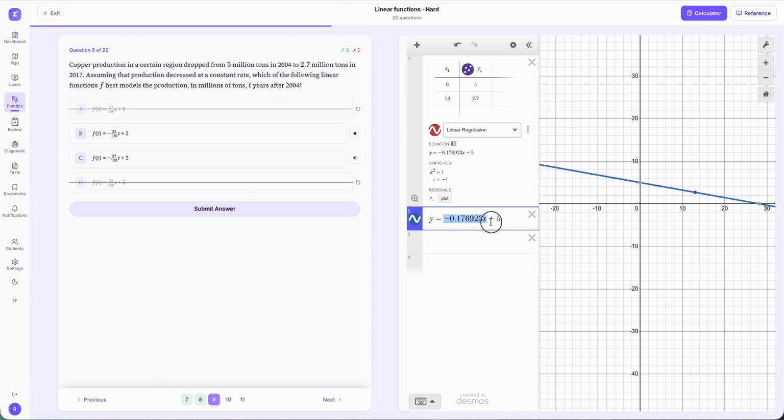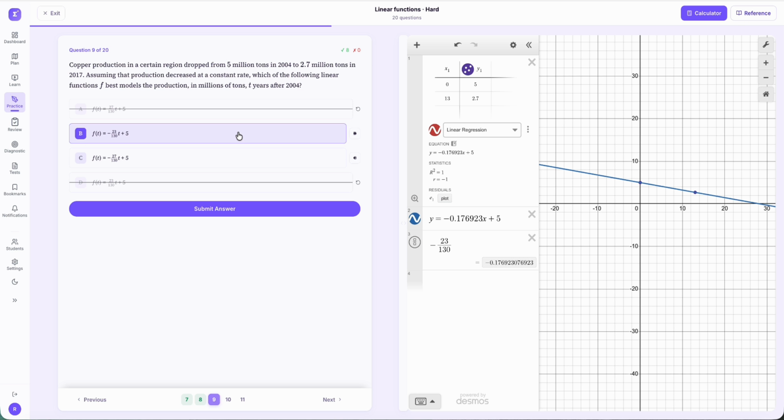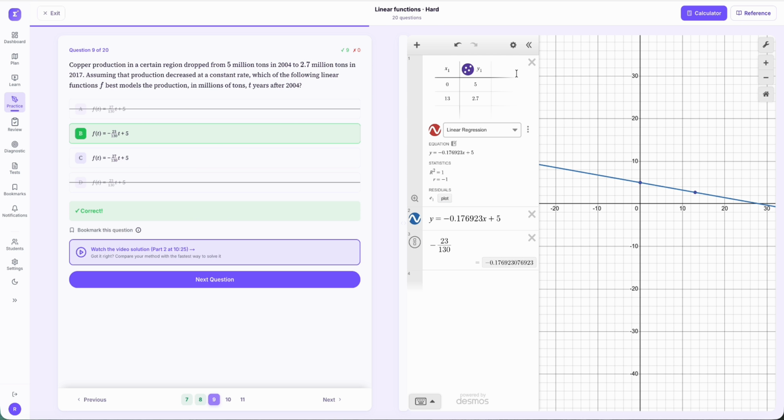So we just have to see which one of B or C has the same slope. You can try B first, right? And we can see, does this number match this number? And it does, right? And so then we know it's B. And that's how we do that.